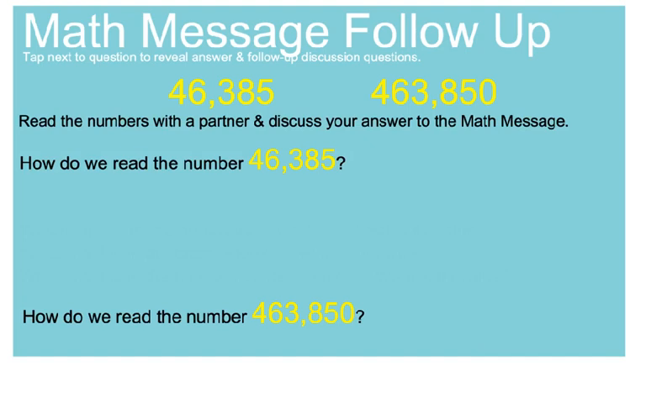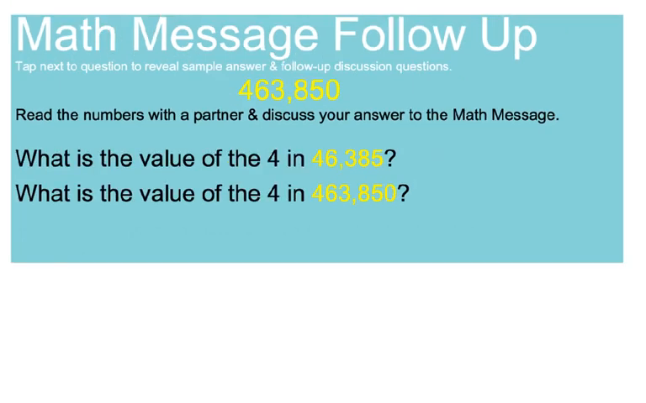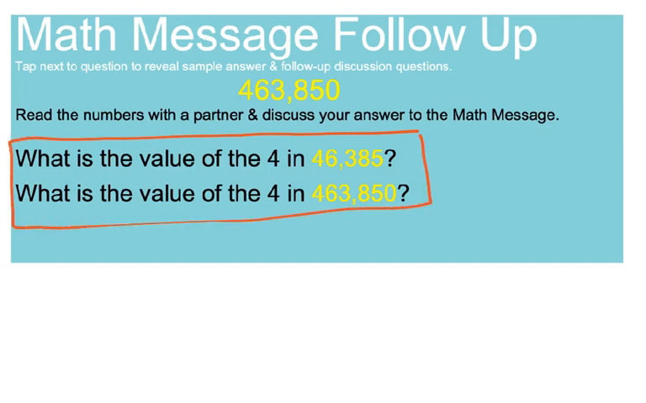How do we read the next number? Again, you're going to chunk the numbers and read the numbers before the comma. So this number is 463. I see a comma, so I put in the place value, 463,000, and then 850.